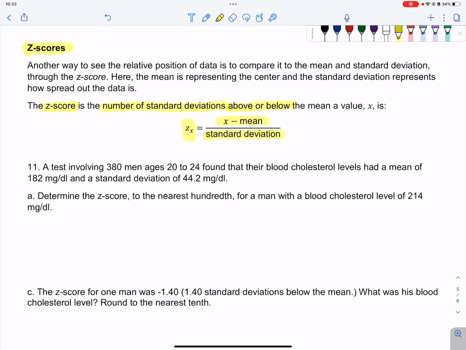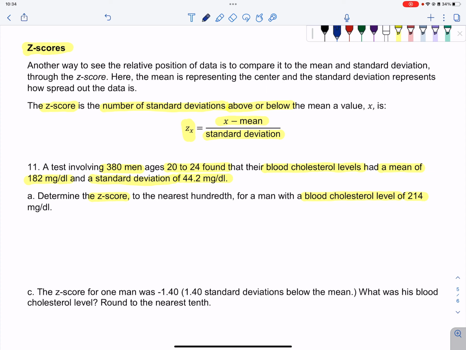So let's do a couple of examples of calculating z-scores here. We have that a test involving 380 men, ages 20 to 24, found that their blood cholesterol levels had a mean of 182 milligrams per deciliter and a standard deviation of 44.2 milligrams per deciliter. And now with this, I want to determine the z-score to the nearest hundredth, 2 decimal places, for a man with a blood cholesterol level of 214 milligrams per deciliter.